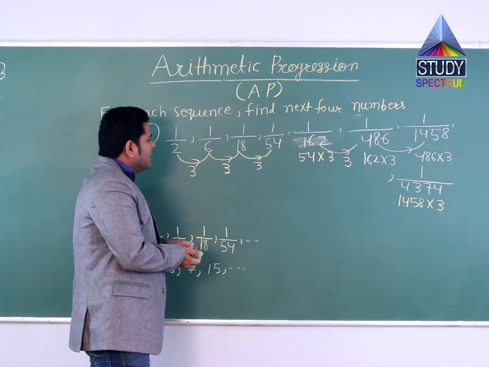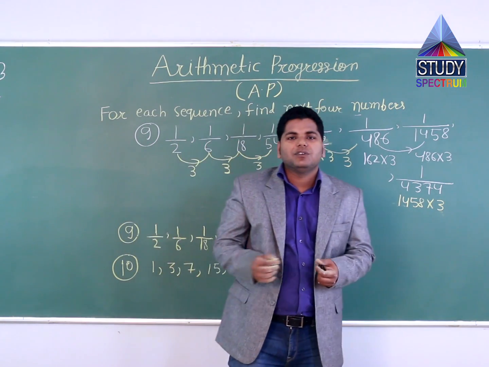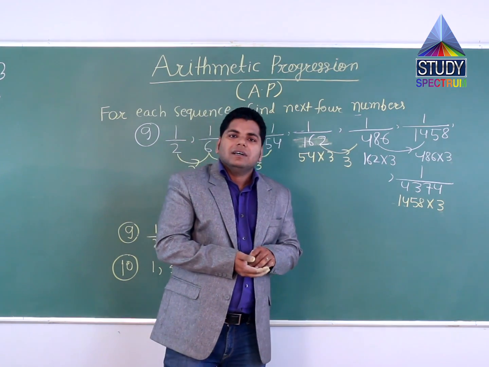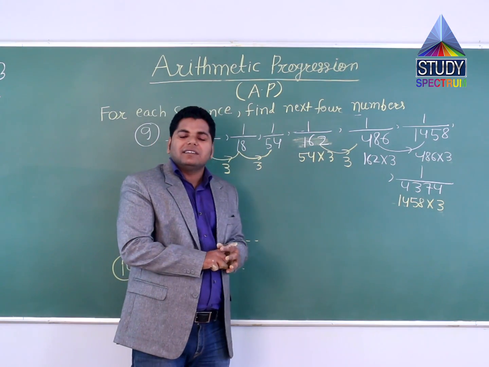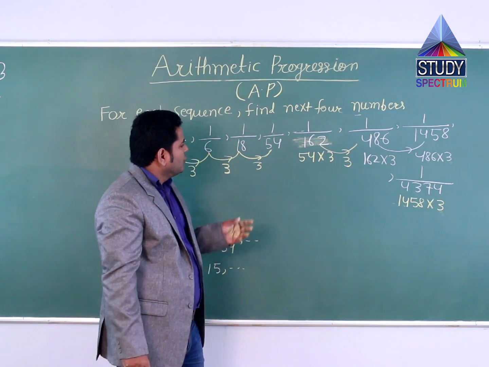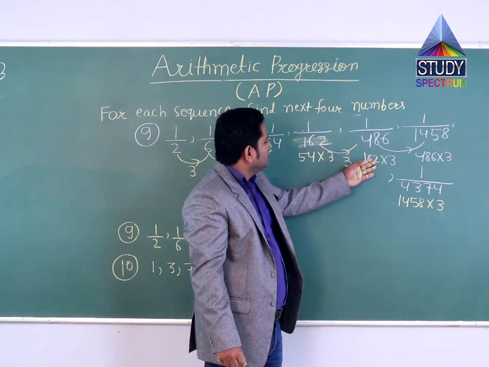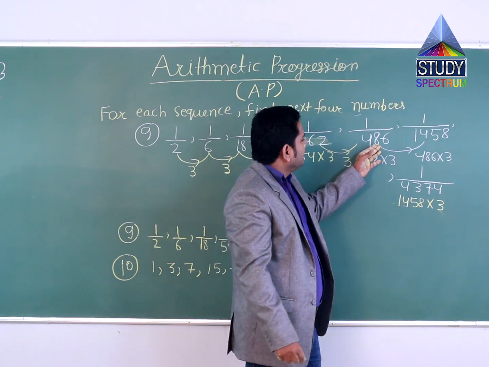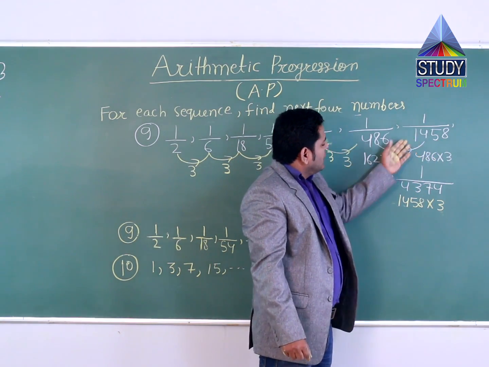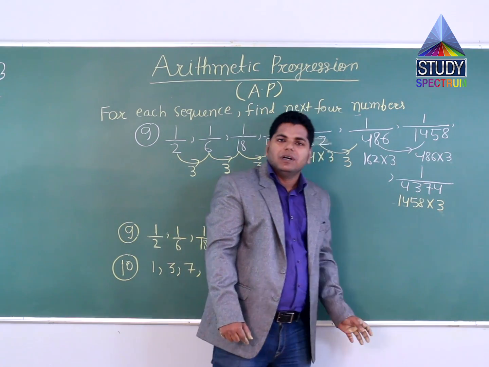So we have done this question very easily, and we have analyzed that each term has numerator 1 and each term has denominator as 3 into the denominator of the preceding term. So 162 into 3 is 486, and 486 into 3 is 1458, and 1458 into 3 is 4374.